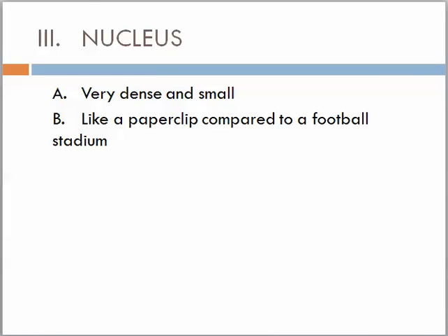Let's talk about the nucleus. The nucleus is very dense and small. Imagine a paperclip in the middle of the Sean Kimmel Track and Field Stadium we have here. That paperclip would be virtually undetectable. If I put a paperclip out there and said, "All right, your job is to go out there and find that paperclip," it would be virtually impossible for someone to find this specific paperclip. That's what I want you to know about a nucleus. The nucleus is unbelievably small when compared to the overall size of an atom.